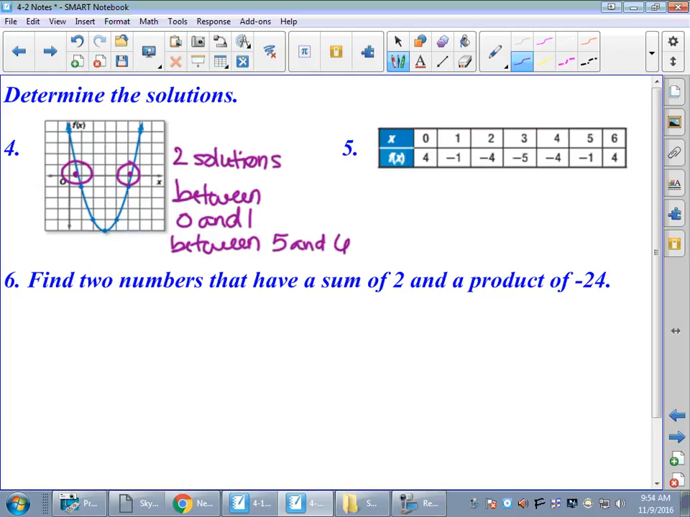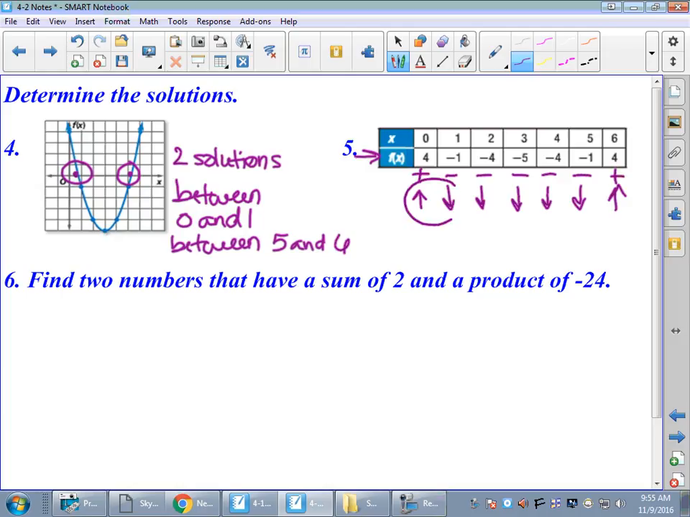In number 5, you could plot these points, but what you're going to see is that the first point, looking at the y values, the f of x values, these are your y values. My y value here is positive. So that means I was up above the x-axis. But the next values are negative, negative, negative, negative, negative. So these are all below the x-axis. And then the last one is positive again, so we jumped back up.